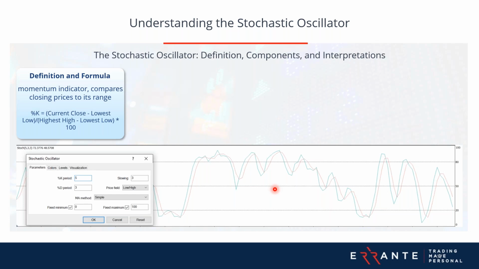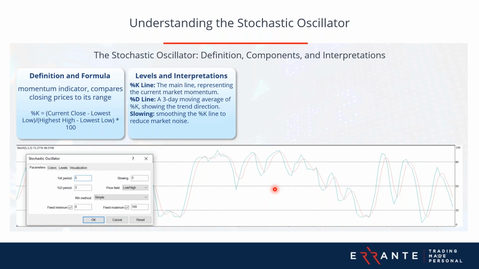The standard settings for the periods are percent K at 5 and percent D at 3. You may find it on the chart when you double click on the stochastic oscillator in your navigator window. But there is another component here called slowing. Let's see what slowing is.